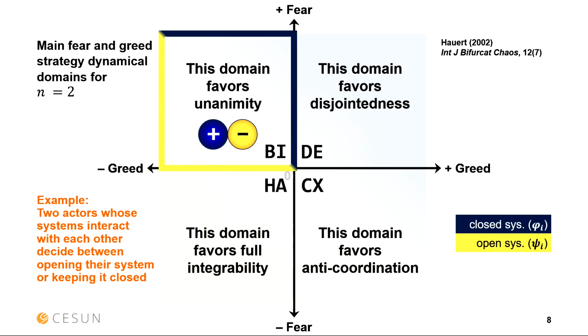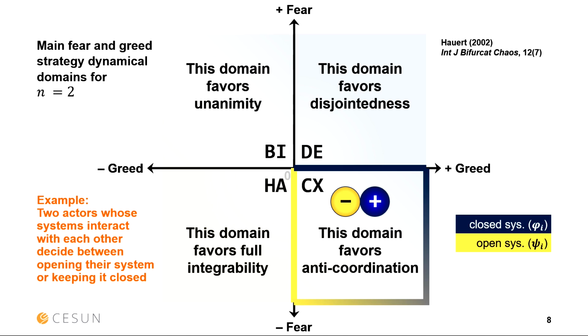Biostability, the top left, would favor a unanimous course of action, either fully integrated or fully independent systems. And coexistence, bottom right, would lead to anti-coordination, that is, one system will remain closed while the other will open.